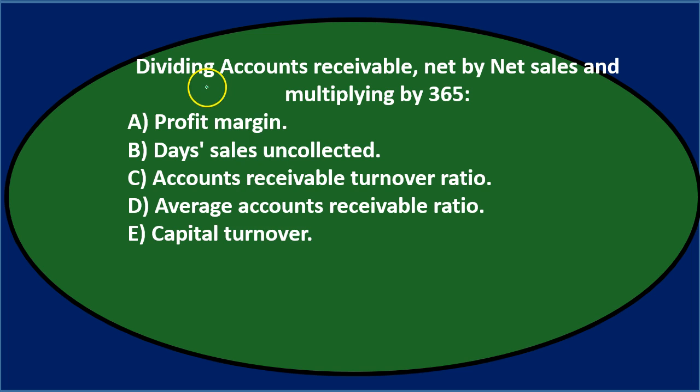So what we have here is the accounts receivable. It's net, which means it's going to be net of the allowance for doubtful accounts typically. And then we've got the net sales, which is not net income. That's the top line of the income statement, net of the contra sales accounts, such as returns and allowances and any discount accounts. So it's basically the sales number. And then we multiply it times 365.